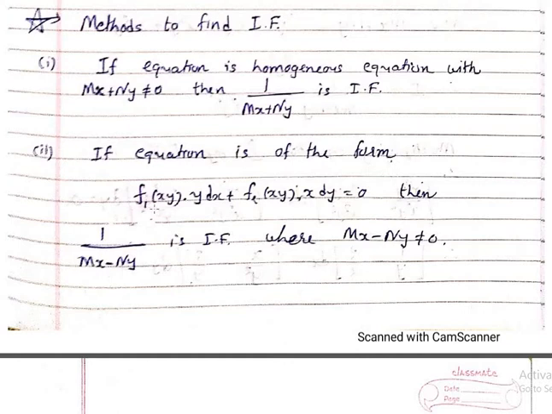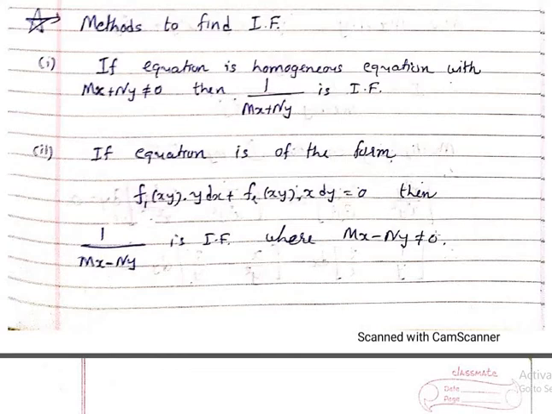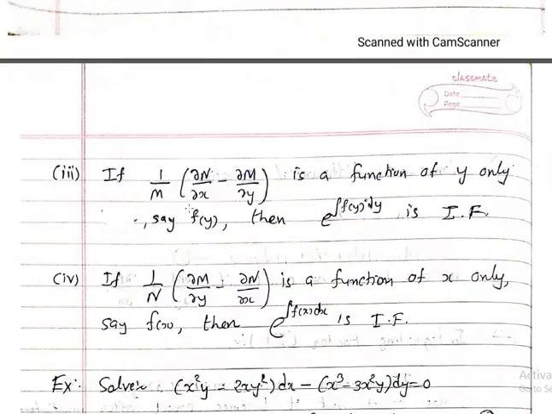Secondly, if the equation is of the form f1(xy) into y dx plus f2(xy) into x dy equal to 0, that means some function of xy into y dx plus another function of xy into x dy equal to 0, where Mx minus Ny is non-zero, then 1 upon Mx minus Ny is the integrating factor.